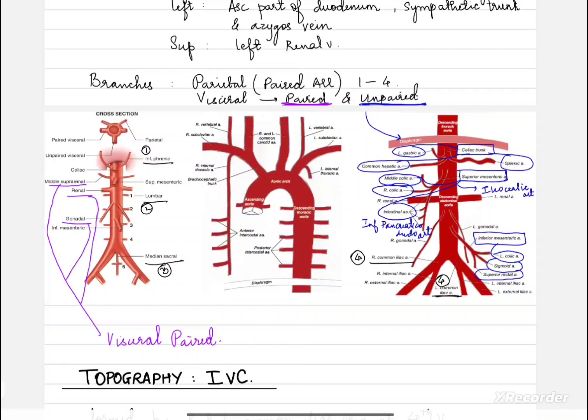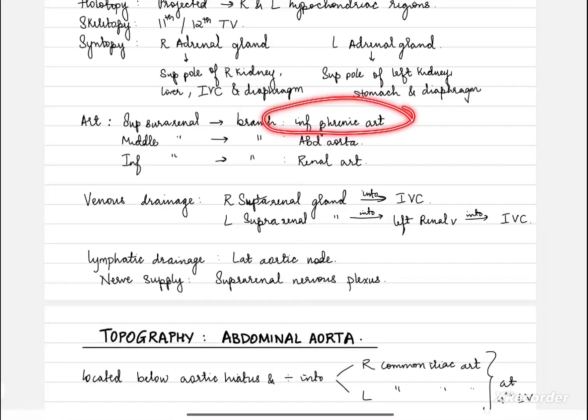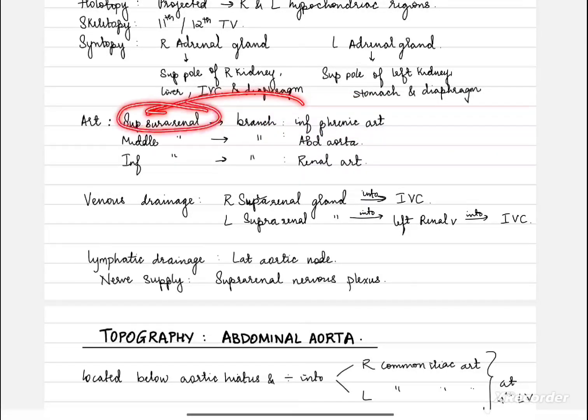Now the branches are of two types, parietal and visceral. Parietal branches are all paired, 1 to 4. First is the inferior phrenic, second is the lumbar, third is the median sacral, and fourth is the right common iliac artery. The inferior phrenic artery gives the superior suprarenal branch to the adrenal gland.